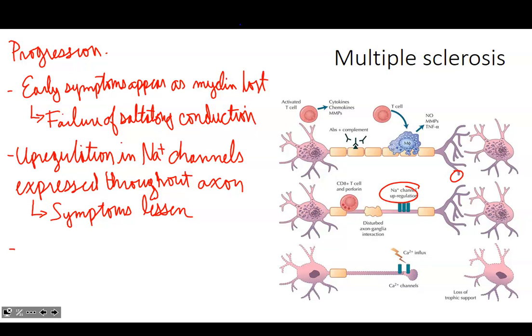But over time, right, as this is degenerative, you can see what happens is that the axon degenerates, right? So that's why we talk about MS as not only a demyelinating disease, but an axonal degeneration disease.